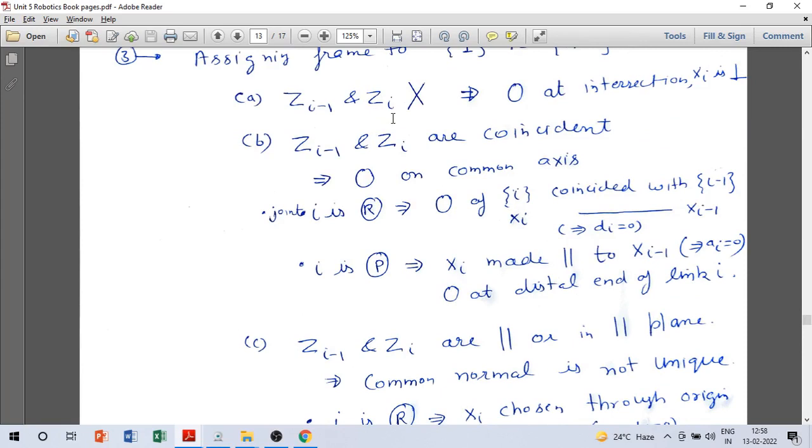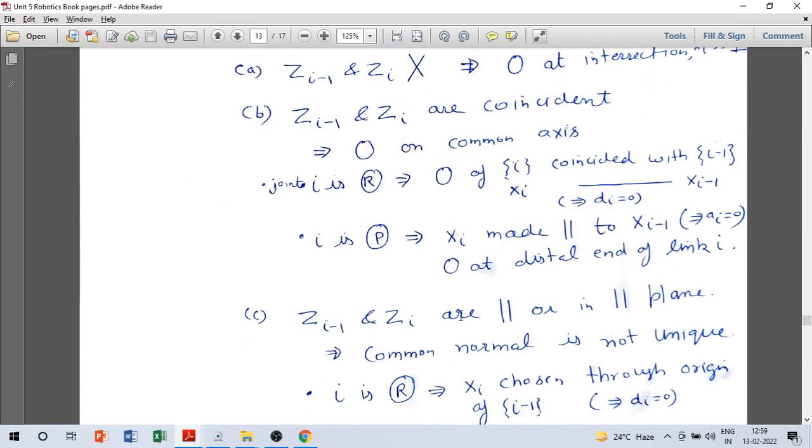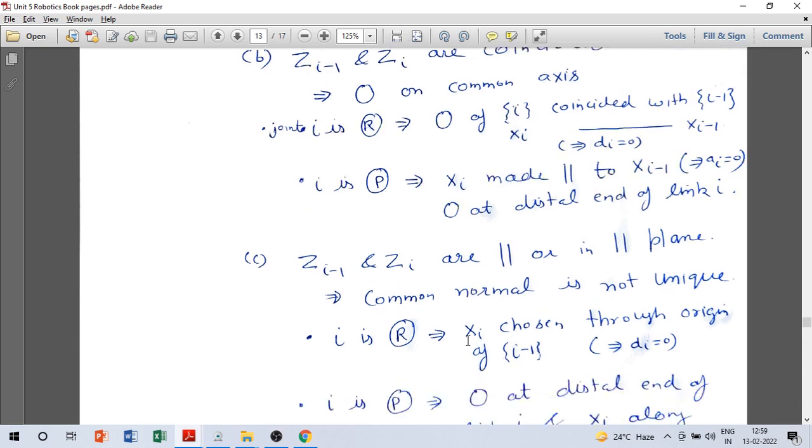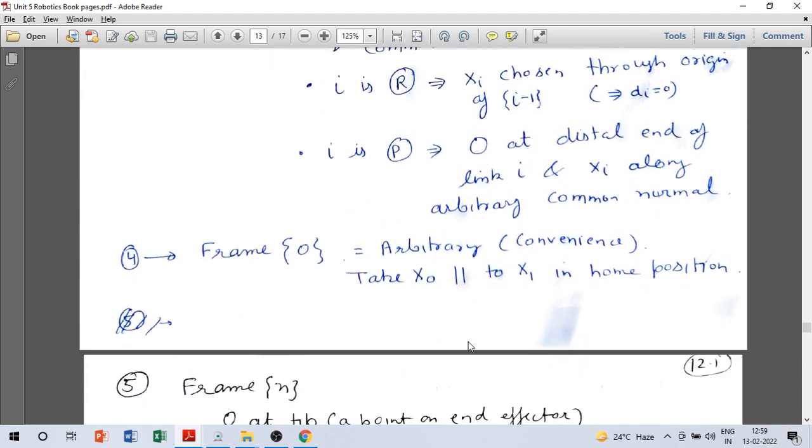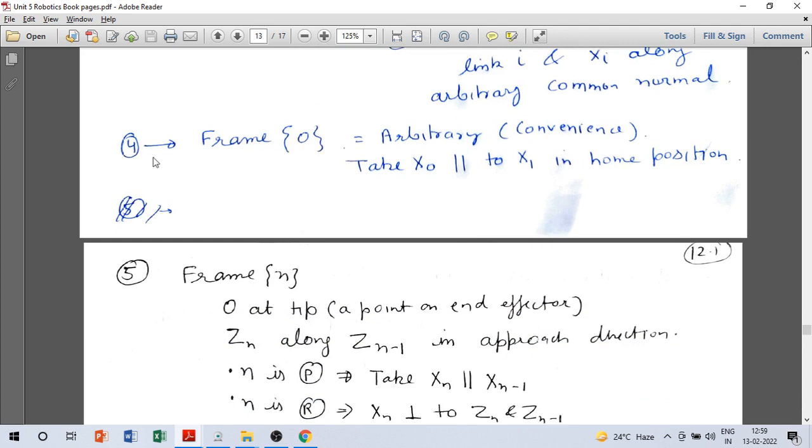So that is the way of assigning x_i depending on different situations: if z_i and z_{i-1} intersect, if they are coincident, or if they are parallel. If the situation is none of these, then you are going to have a unique common normal and the assignment is straightforward. Having assigned the intermediate frames, now step 4 is the assignment of frame 0.